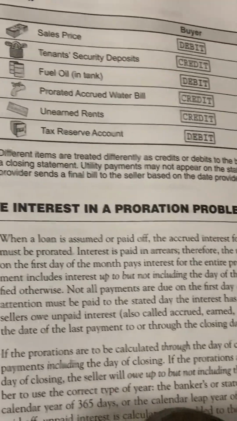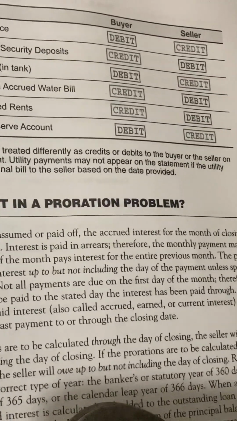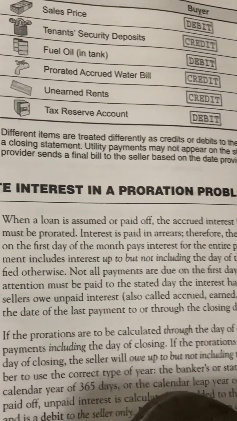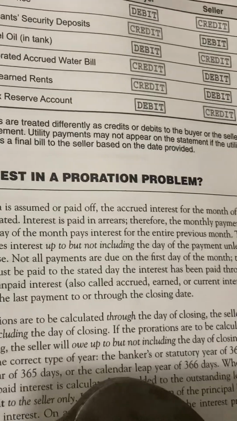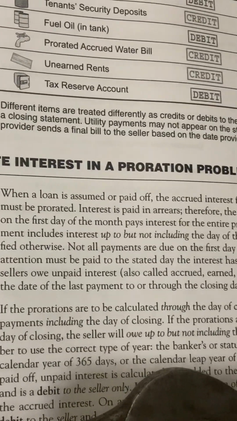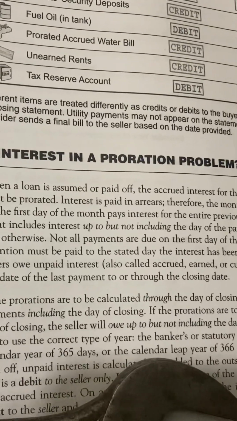Different items are treated differently as credits or debits to the buyer or the seller on a closing statement. Utility payments may not appear on the statement if the utility provider sends a final bill to the seller based on the date provided.